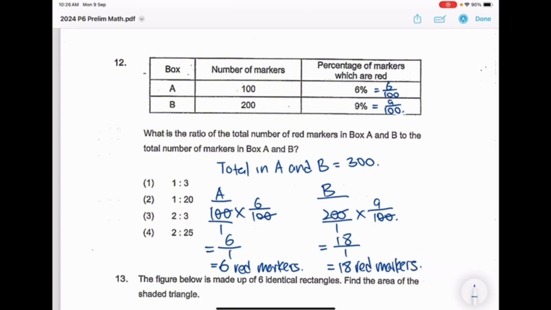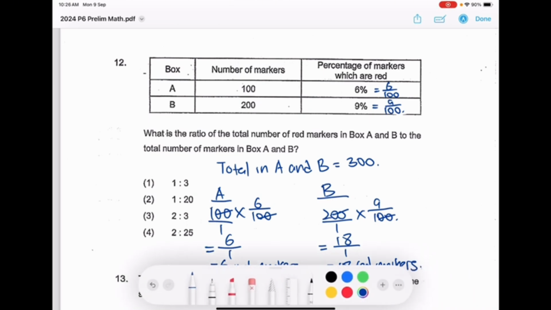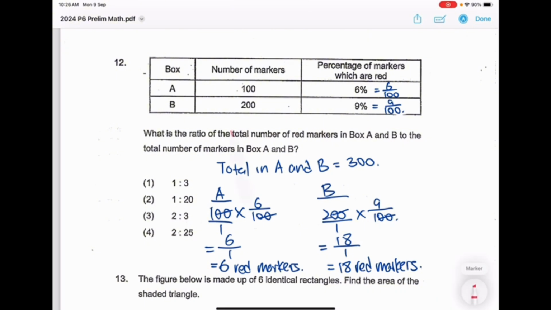Knowing that I have 6 red markers in A and 18 red markers in B, I want to add them together because the ratio we are looking for is the total number of red markers in box A and B to the total number of markers in box A and B. So what I have is red markers is to total markers. For red markers, I'm just going to add the two together: 6 plus 18 gives me 24, is to the total number of markers, which is 300.